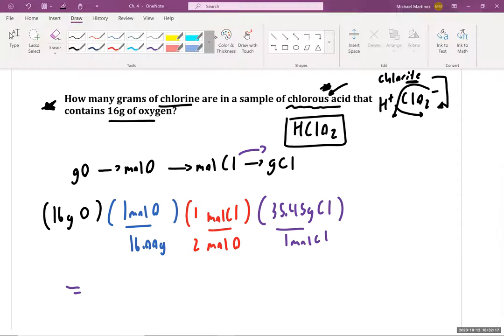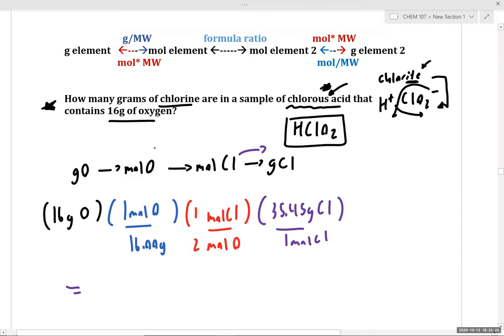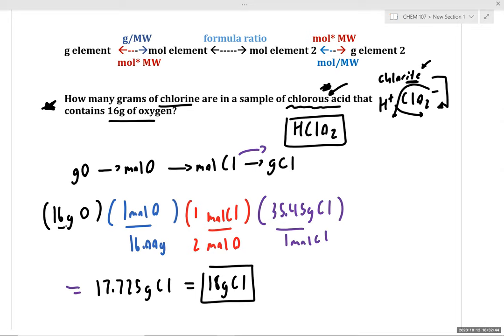So punching this into our calculator, we have 16 over 16, divided by 2, times 35.45. And that in turn gives us 17.725 grams of chlorine that we round to 18 grams of chlorine, respecting that we started with 2 significant figures. Does this example make sense? Any questions on this example?